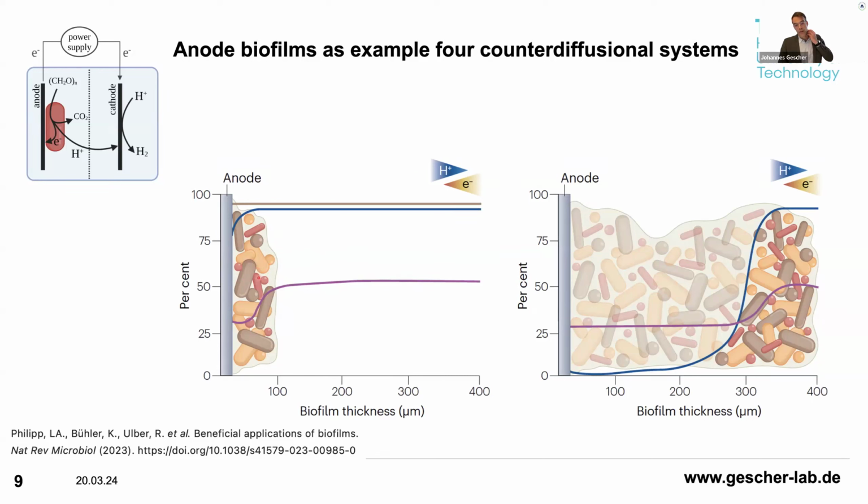If the biofilms are rather thin, we will actually see that most of the cells can directly interact with the anode. If the organisms get rather thick, up to 400 micrometers, we see that actually only the outer parts of the biofilms are active, and the remaining parts might only be something like a conductive polymer that the organisms here at the outside use in order to transfer electrons to the anode surface.